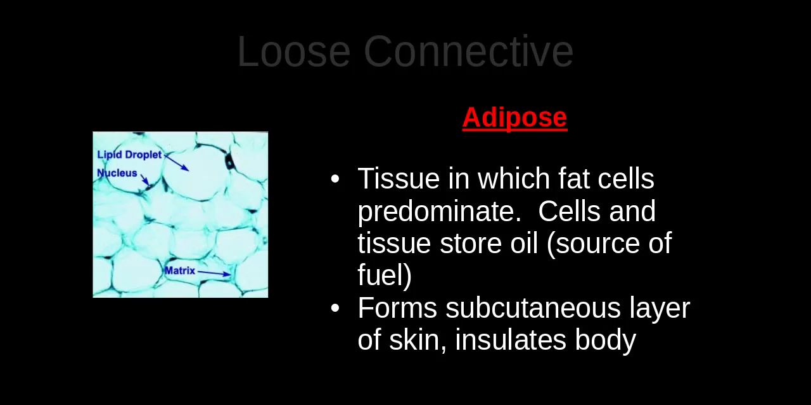Our next type of loose connective tissue is adipose. This is fat tissue, a tissue in which fat cells predominate. The cells in the tissue store oil. Everyone thinks fat is bad, but your body needs fat. Your brain is mostly made of fat. And fat is a great fuel source when you have used all of the carbohydrates in your reserves, so it can be used as a source of energy when we need it. It also forms the subcutaneous layer of skin and insulates our body.